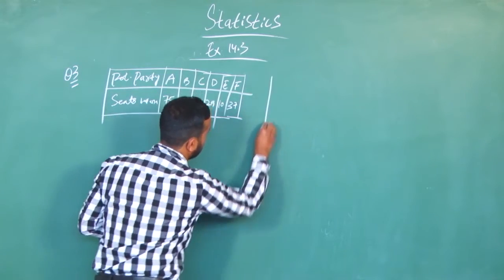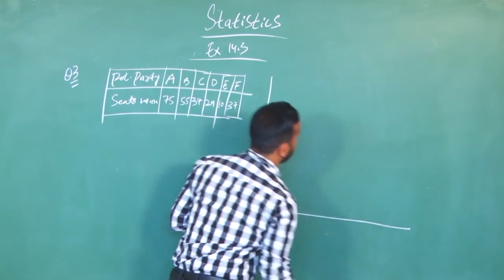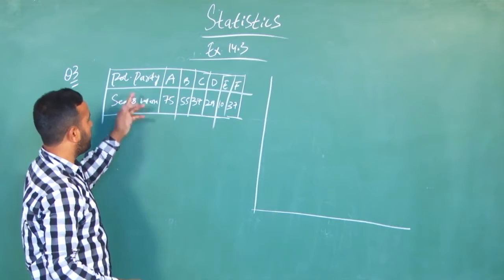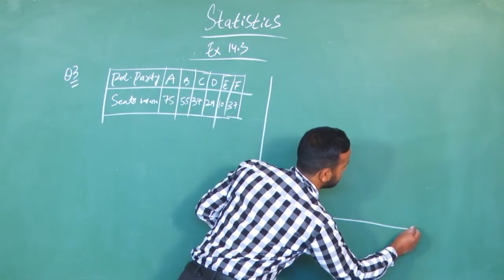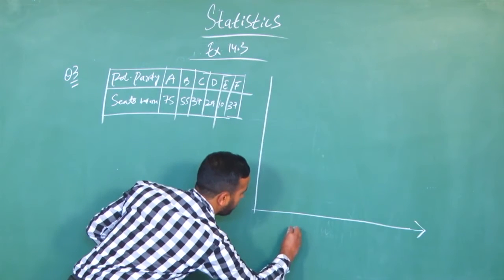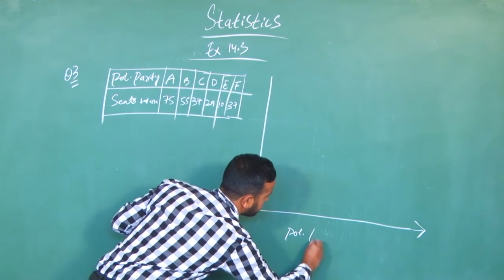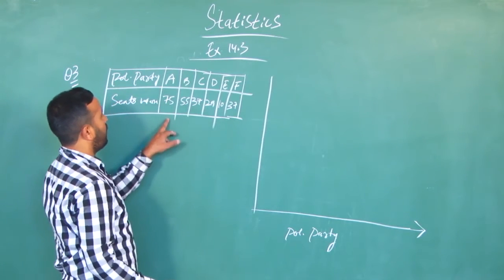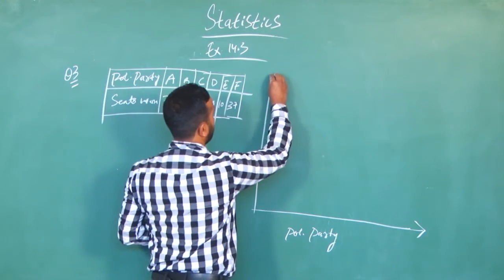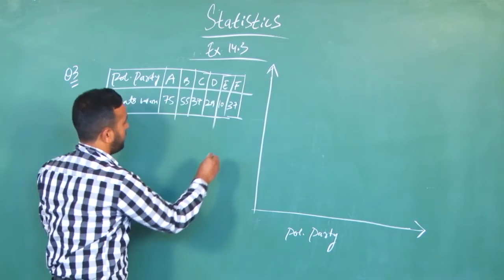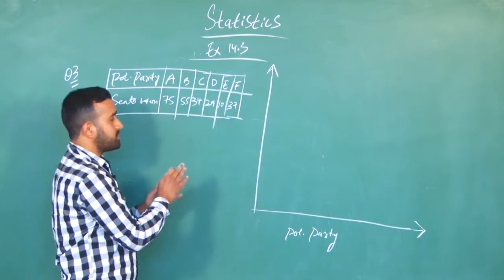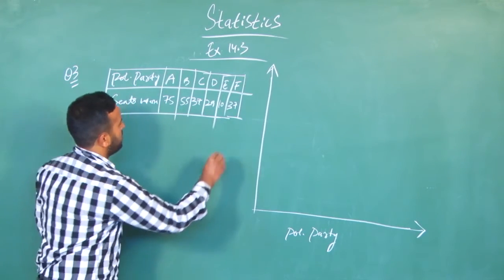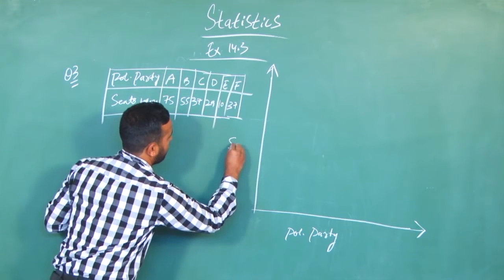As we may be aware from lower classes as well, the variable under study, that is the political party here, we are going to draw along the x-axis. Different political parties will be represented along the x-axis, and along the y-axis, the y direction, we represent the frequency, that is the seats won. Remember, the frequency is always drawn along the y-axis, and the variable under study is drawn along the x-axis.